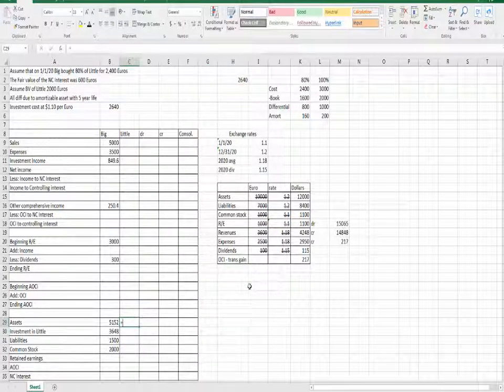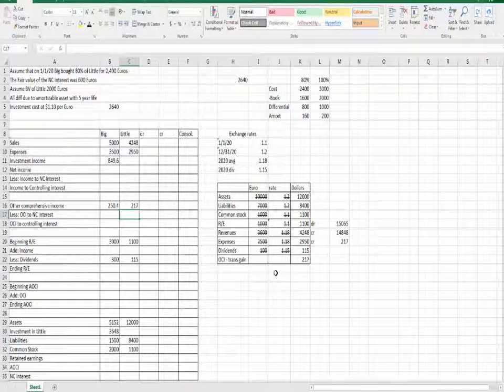So real quickly, just going down the list here: assets, 12,000; liabilities, 8,400; common stock, 1,100; beginning retained earnings, 1,100; revenues, 4,248; expenses, 2,950; dividends, 115; and OCI translation gain, other comprehensive income, of 217.